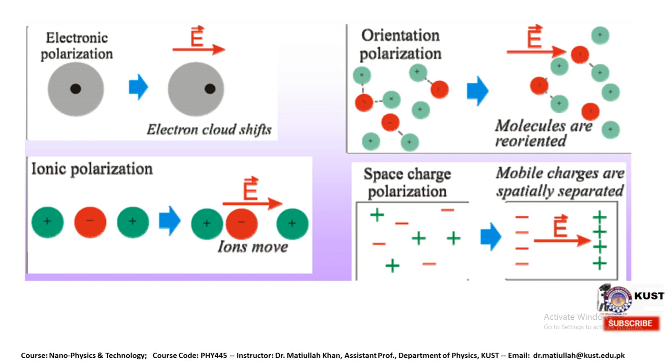And the fourth one is the space charge polarization, in which the charges are initially randomly present, not in a regular pattern. But when an external electric field is applied, the charges are separated from each other, creating the space charge polarization.